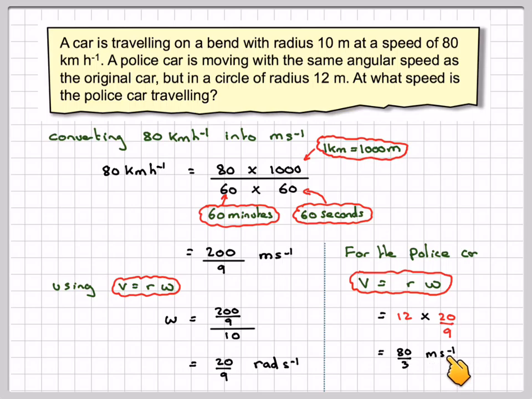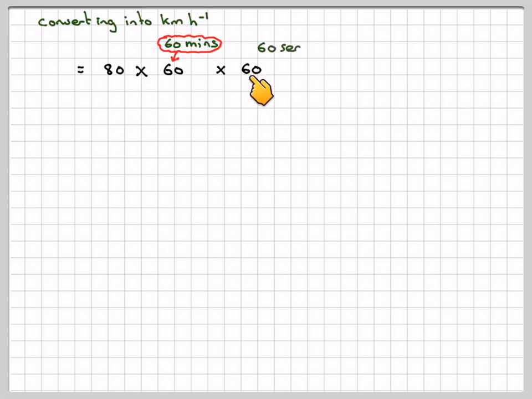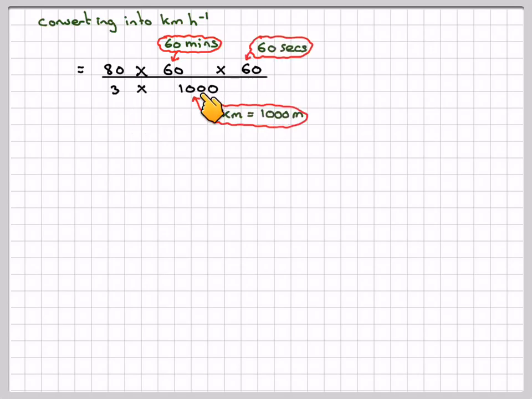So what we've got to do now is convert that back to kilometers per hour by doing the inverse. So this comes to the top and this goes to the bottom. Converting into kilometers per hour, we're going to have 80 times 60 minutes times 60 seconds divided by 3 times 1,000, because 1 kilometer is 1,000 meters. So that's going to give me 96 kilometers per hour.